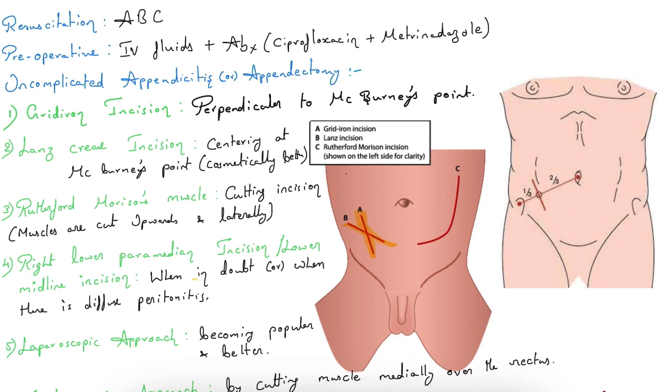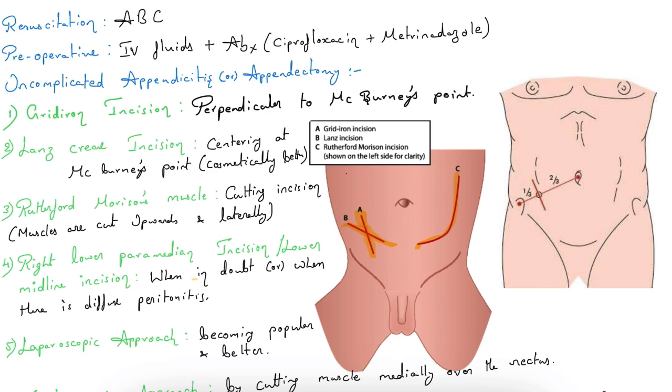Next one, Rutherford Morison's muscle cutting incision. The muscles are cut upward and laterally like this. So this is the Rutherford Morison's incision. You can see this image.